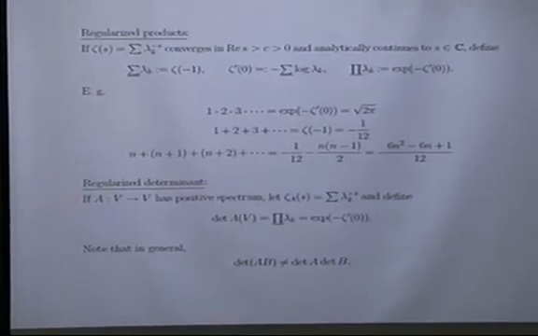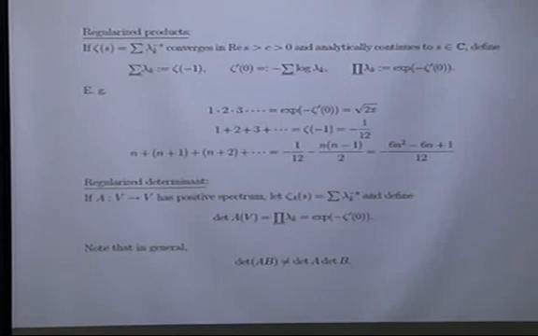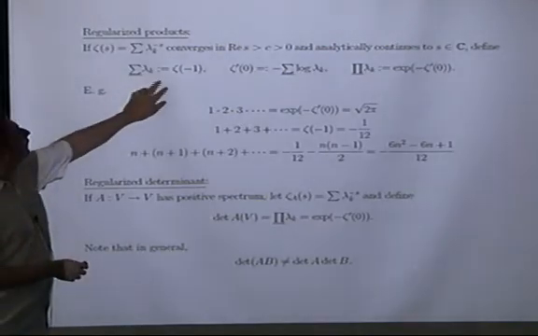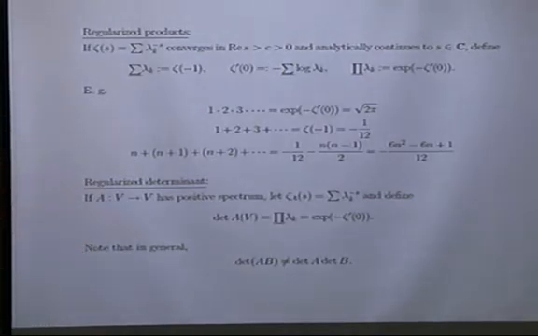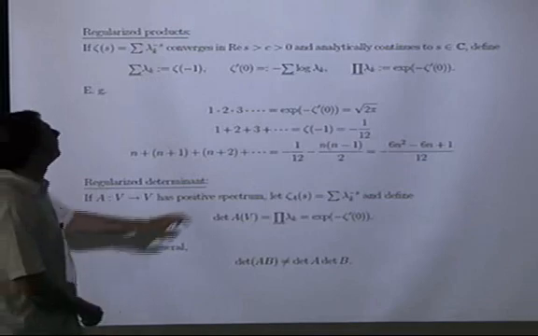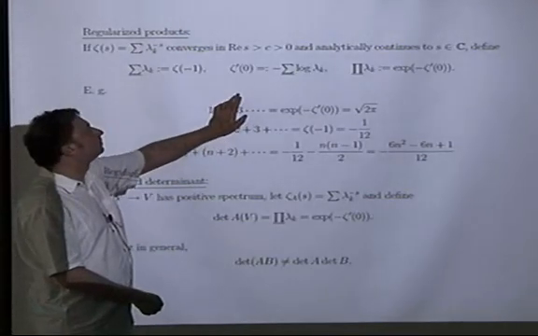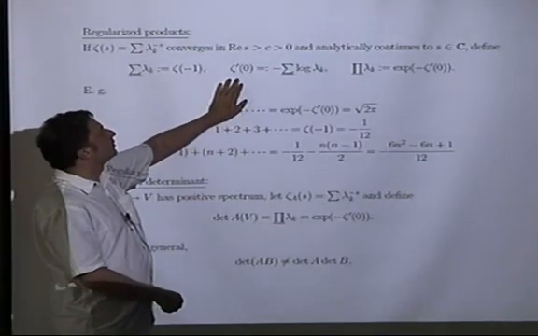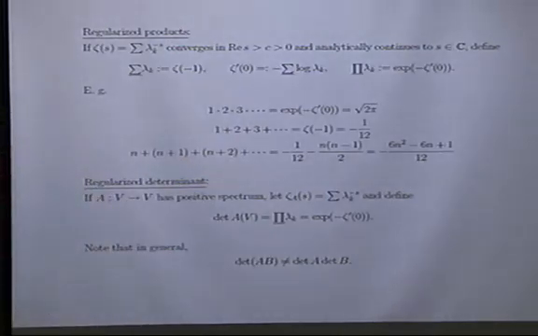This converges for real part of s large enough, and under mild conditions on the lambda k, it analytically continues. So you can make the regularized sum, the regularized trace, as zeta of -1, and to make the regularized determinant, you just need to take the exponential of negative the derivative at 0.